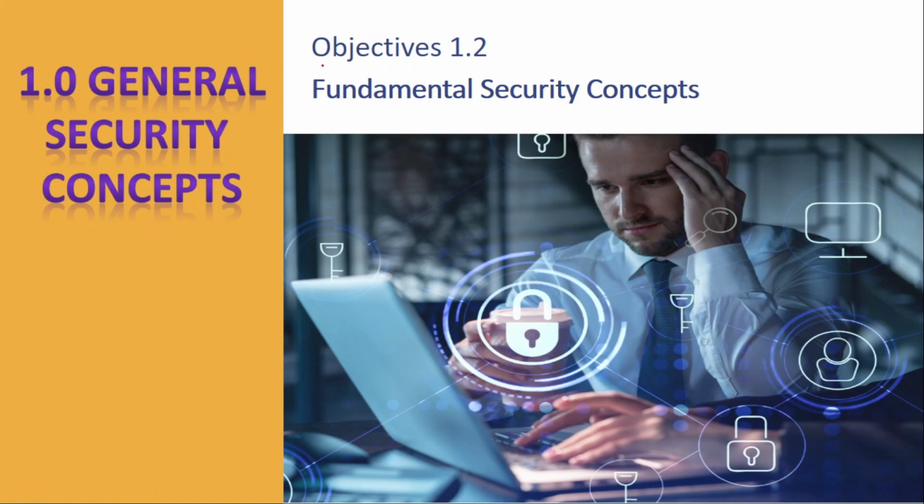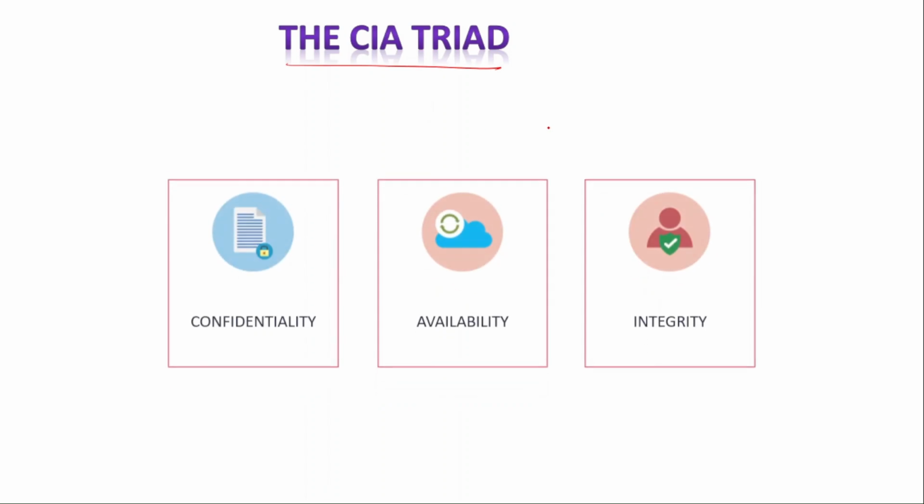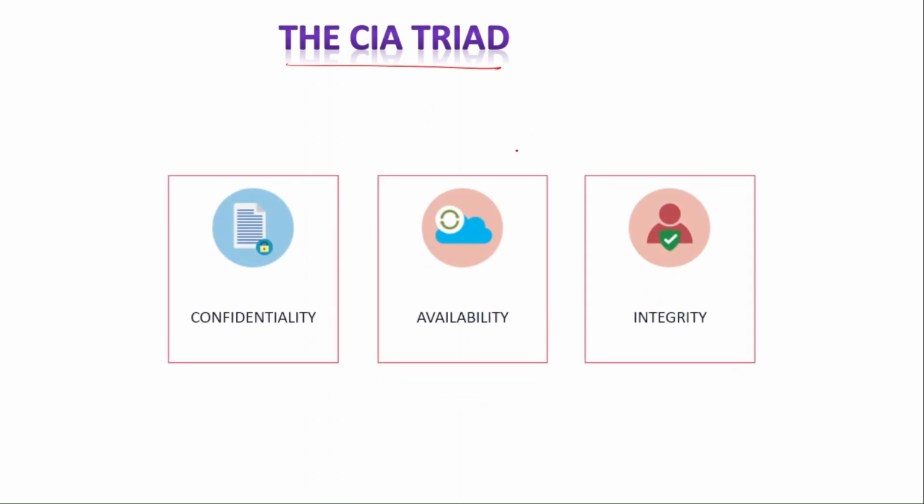Objective 1.2, that is information security concepts. The CIA triad. The CIA triad is a fundamental concept in information security that stands for confidentiality, availability, and integrity. So C stands for confidentiality, A for availability, and I for integrity. Understanding the CIA triad is crucial because it forms the backbone of all information security concepts and strategies. We will explain each one of these and their examples in the coming slides.